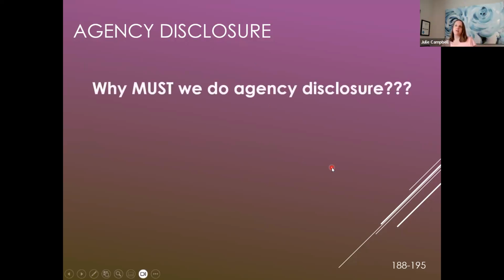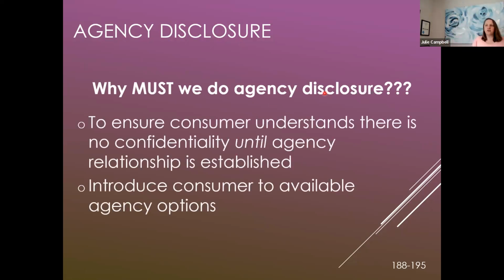So the big question is, why must we do agency disclosure? There's primarily two reasons. First, making sure that the consumer understands that we don't have any kind of agency relationship. This is not a contract. As a matter of fact, that's the first sentence on the form. This is a disclosure. Remember earlier when we were talking about disclosure of material facts, you said to tell, to inform. Now we're informing the consumer about my agency status. Where do I stand in this transaction?